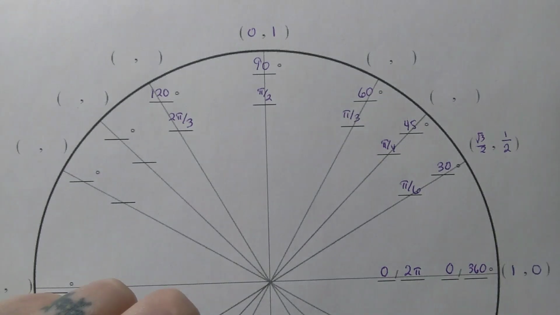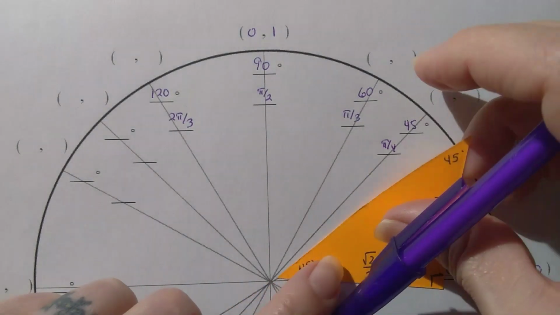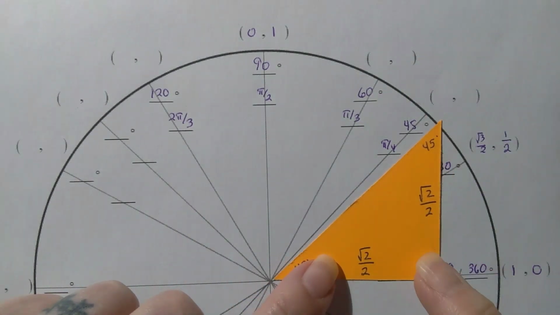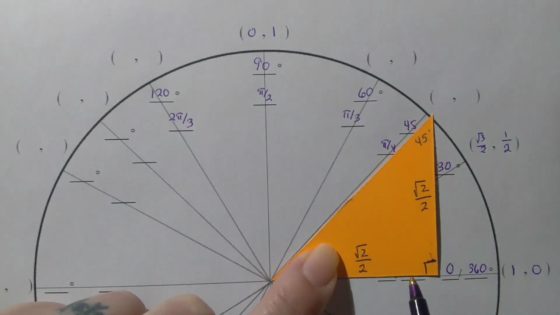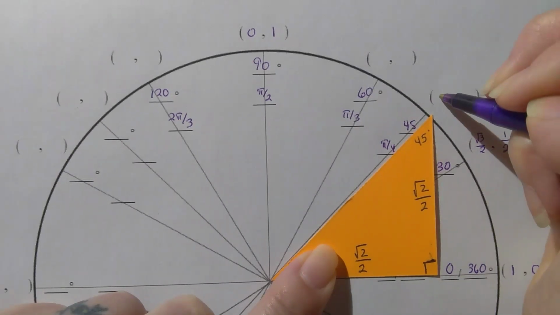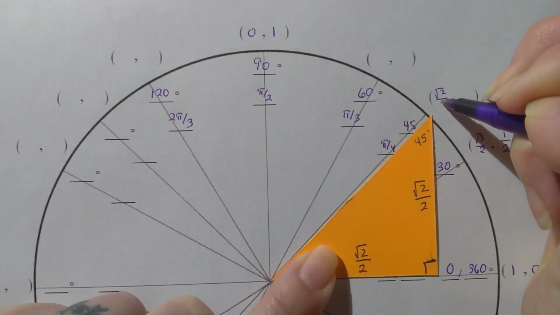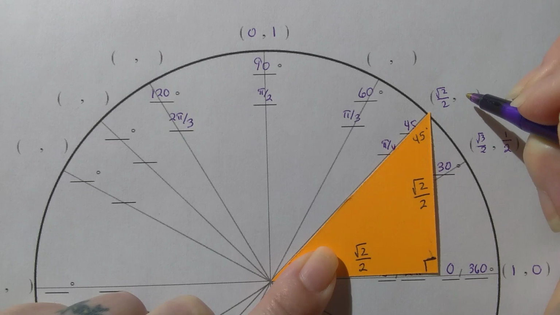My next one is 45, so I grab my 45, 45, 90 triangle, and I plug it in right here. And in the x direction, I have root 2 over 2. And in the y direction, I have root 2 over 2.